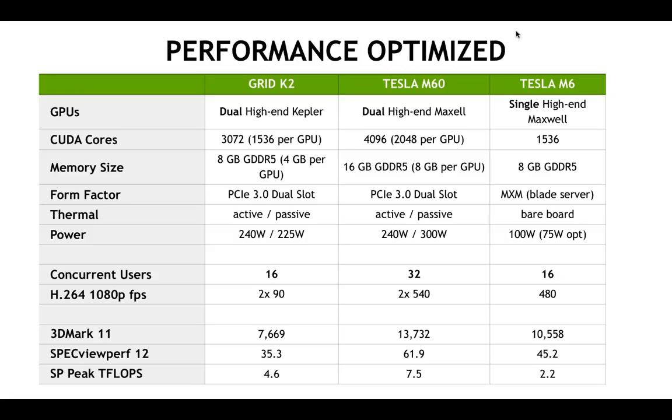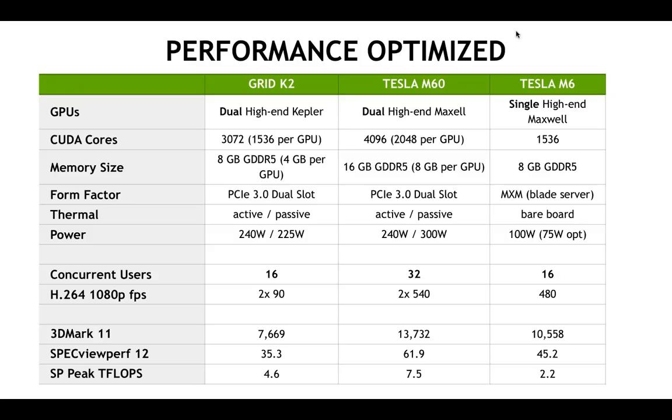The GRID K2 is still available for another little while, but very shortly it will be end-of-lifed and moved away. That was a public announcement made a few months ago. But I wanted to line this up so that if you are looking at high-end users, high-end use cases, you would be in one of these two boards moving forward: the Tesla M60 or the Tesla M6.